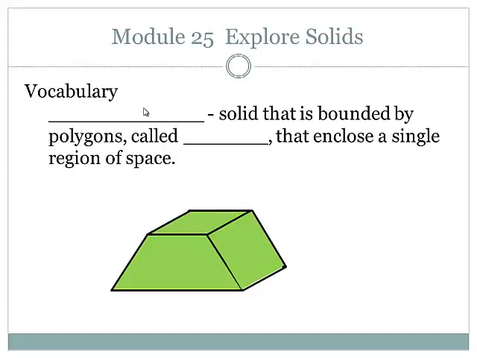All right, this is Module 25, Explore Solids. A few things of vocabulary that we need to go through beforehand is what a polyhedron is. Because we're going to be getting into three-dimensional spaces. In the previous modules, we were just limited to a flat surface. Now we're going into a third dimension, which adds thickness to bring it into our real-world space. So polyhedron, it's a solid bounded by polygons, poly.